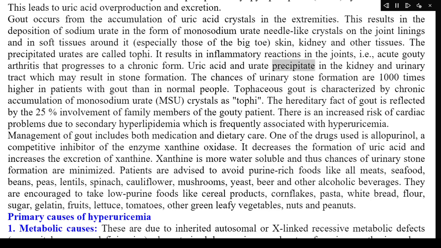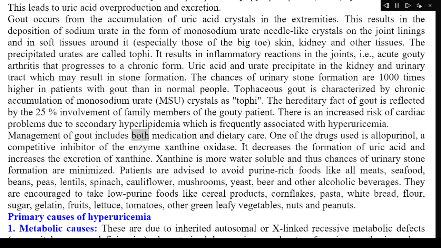Uric acid and urate precipitate in the kidney and urinary tract, which may result in stone formation. The chances of urinary stone formation are 1,000 times higher in patients with gout than in normal people. Tophaceous gout is characterized by chronic accumulation of monosodium urate, MSU, crystals as tophi. The hereditary factor of gout is reflected by the 25% involvement of family members of the gouty patient. There is an increased risk of cardiac problems due to secondary hyperlipidemia, which is frequently associated with hyperuricemia.